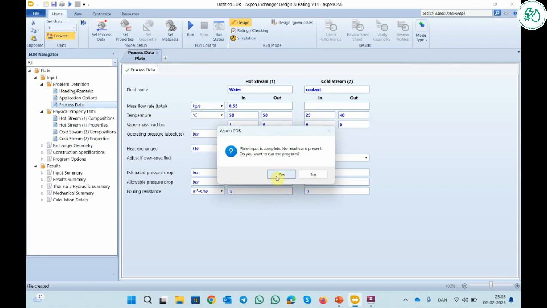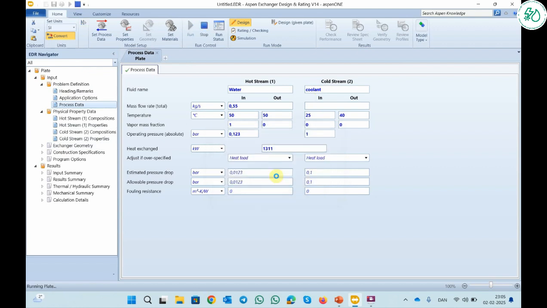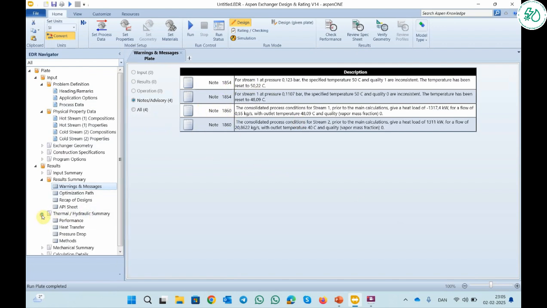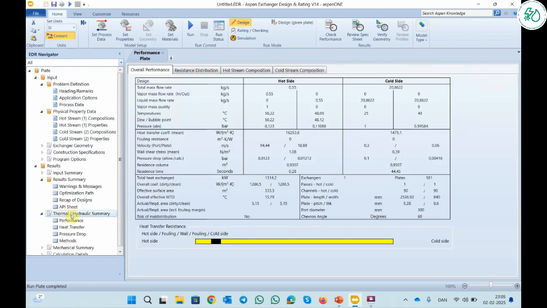Everything is okay, and we select yes to run the software. Everything is okay. There is no error and warning for the system. We should go to the thermal hydraulic summary of the system.